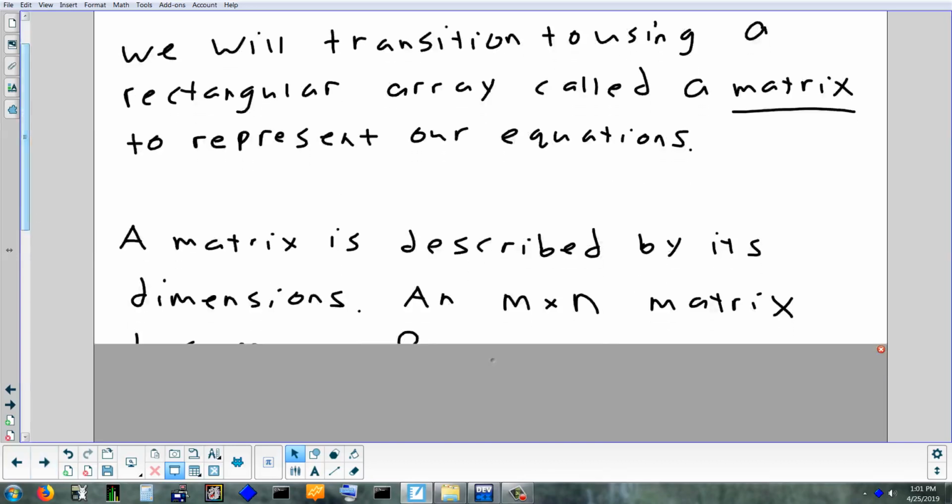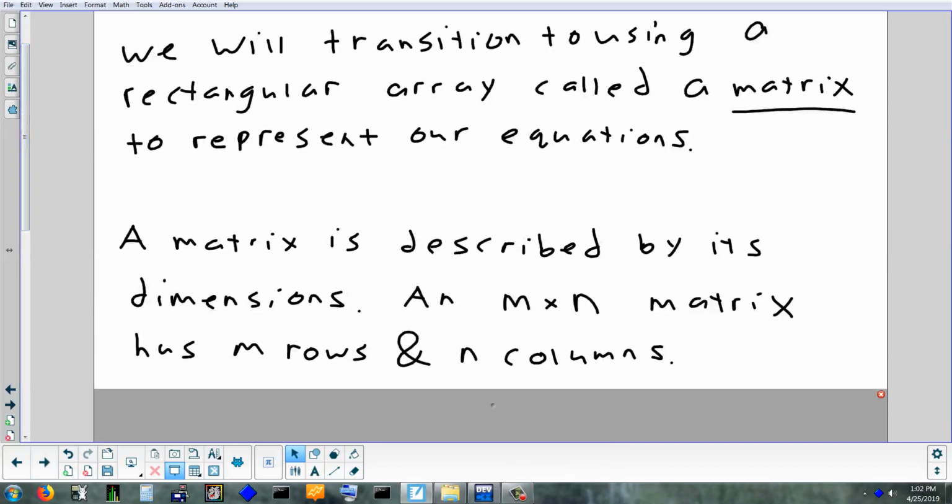So the way you describe a matrix is to describe how many rows and columns it has. So if you said to someone, I have a 2 by 3 matrix, 2 by 3 means 2 rows, 3 columns. Rows are horizontal. Columns are vertical. We have to go with that.